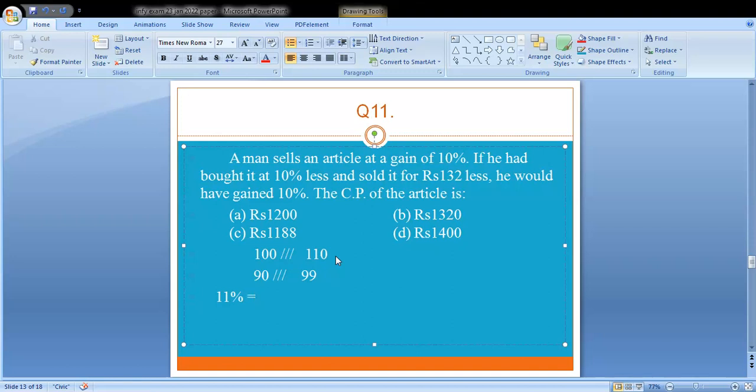11% difference will be equal to 132 as he tells. That implies 11 into 12 is 132. We want 100%. So 11 into 12 is 132. So 100 into 12 equal to 1200 rupees. So here 11 12s are 132, 100% if you want, 1200 rupees.